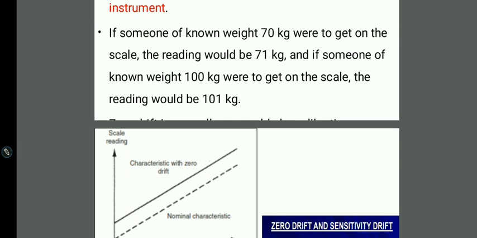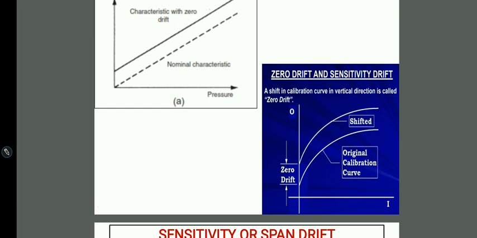That is zero drift. Here is another graph, on the right-hand side, the blue graph. Again, the original calibration curve is the lower one, and the shifted calibration curve is the upper one. So you can see the zero drift: a drift has happened to the original calibration curve. That is what zero drift is.